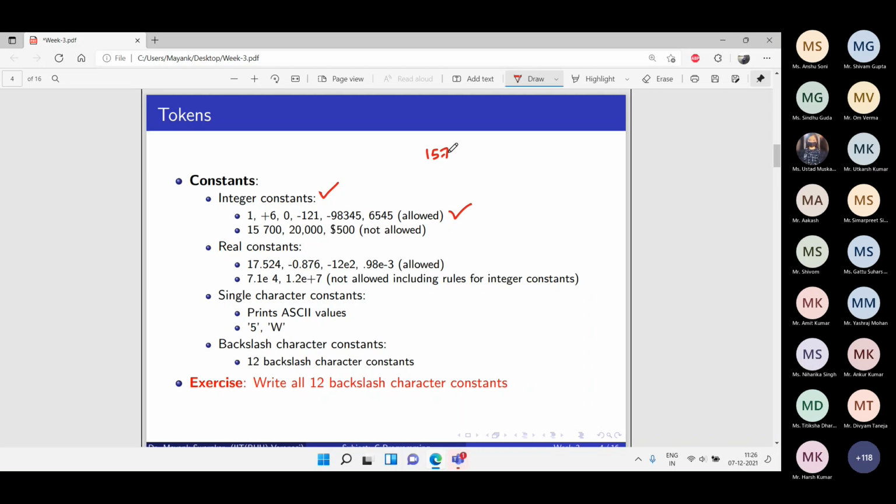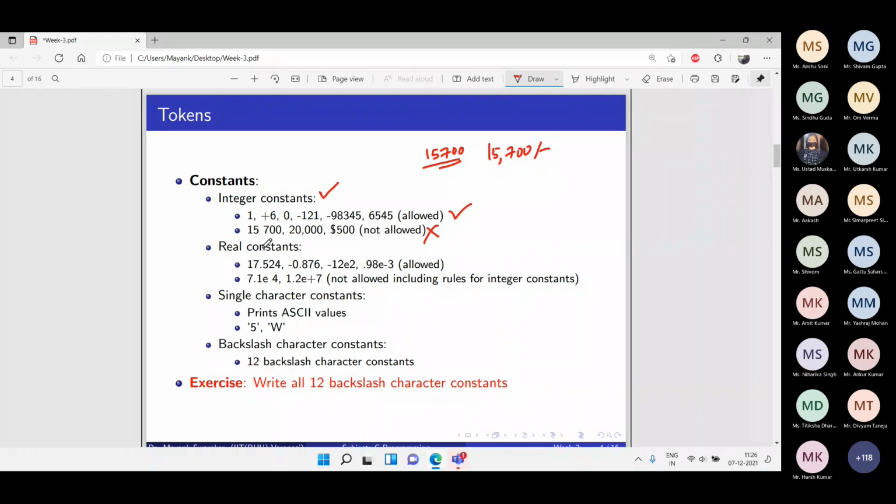Like when you go to the bank and fill in a receipt, it's written like 15,700 rupees. This is allowed in the bank, but not in a C program. It should be 15700. 20,000 is not allowed. 500, no, it should be only 500. If it is USD or rupee, that conversion will come in the program. So these are the not allowed ones, and these are the integer ones.